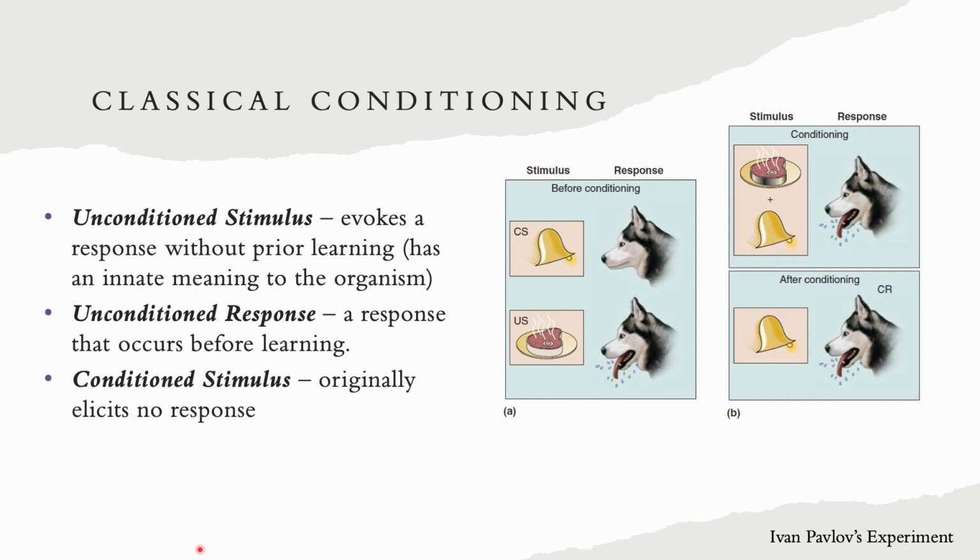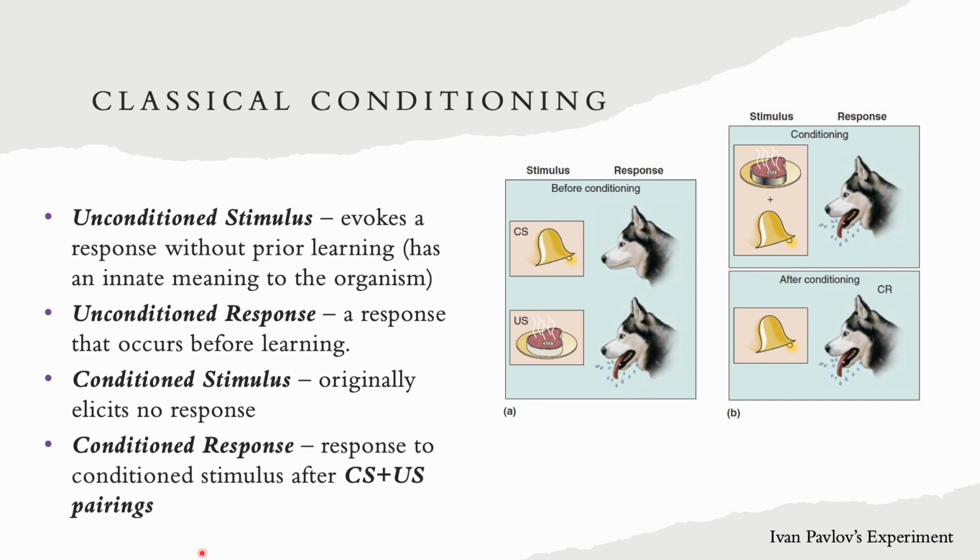A conditioned stimulus originally elicits no response. So for example here, a bell would not typically generate a response in a dog. A bell is usually not very exciting to a dog. However, a conditioned response is when that bell is paired with an unconditioned stimulus like meat, which then evokes a conditioned response. Repeated pairings of a conditioned stimulus and unconditioned stimulus, in the case of this experiment, a bell and meat, evoked a conditioned response of salivating in response to hearing the bell.